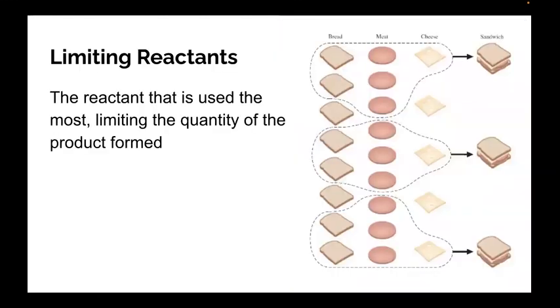What a limiting reactant does is related to the reactant that is utilized or used the most, and that ultimately limits the quantity of how much product is going to be formed. So let's think about making a sandwich. In our example here on the right, we know that we need 2 pieces of bread. When we combine 2 pieces of bread with 3 pieces of meat and 1 piece of cheese, ultimately we form 1 sandwich.